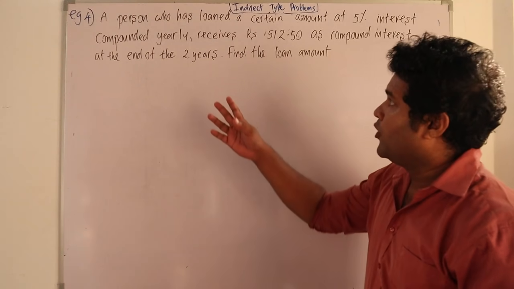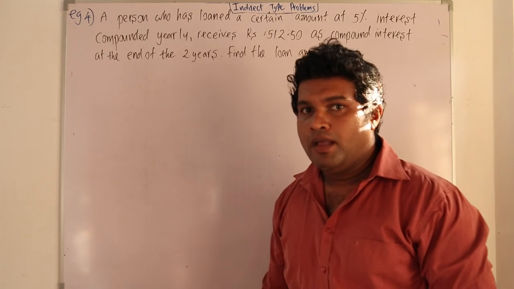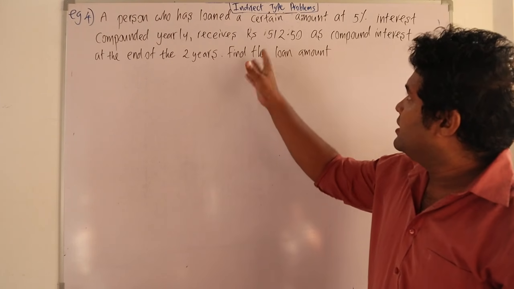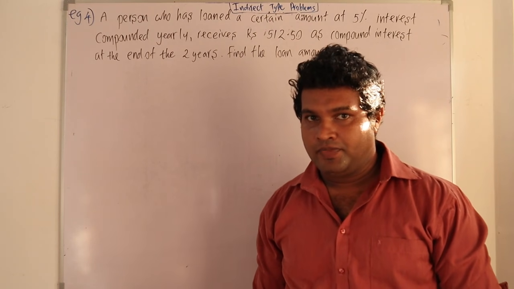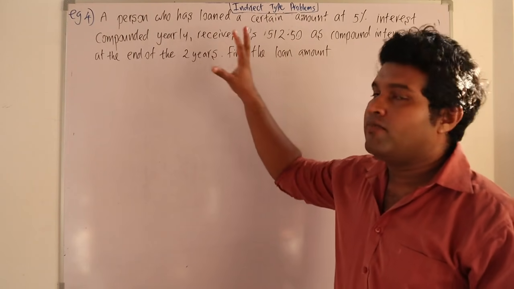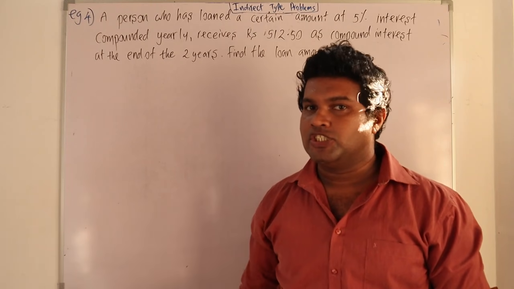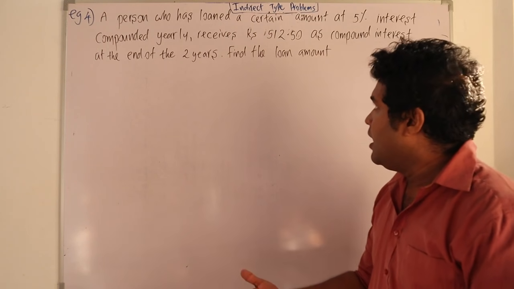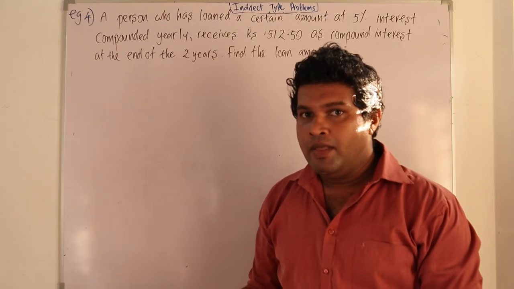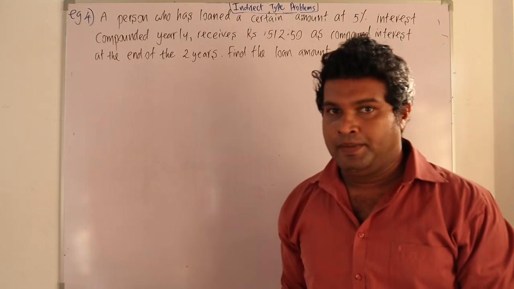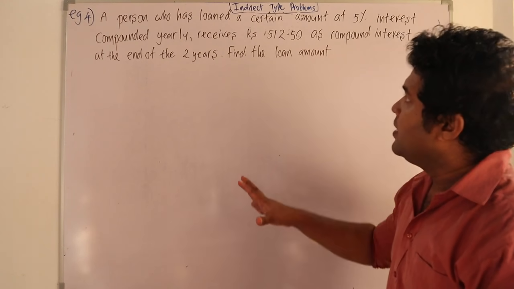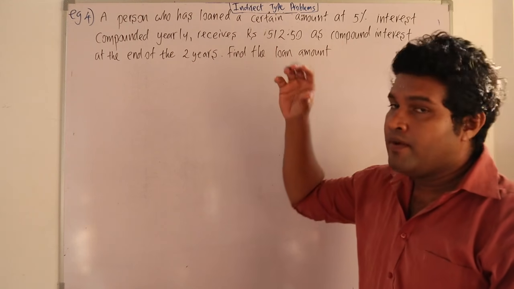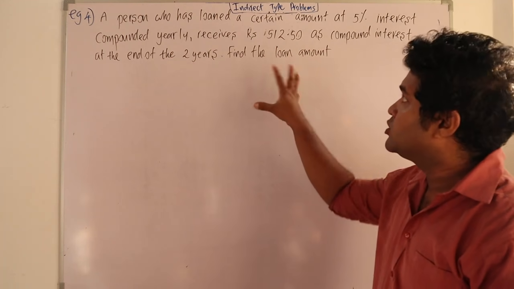Question number 4. From question number 4, we are ready to start discussing the indirect type problems. Question number 4 is somewhat hard, not like the previous 3 questions. Then we have to learn how to do a problem when it is given indirectly. For this particular question I will give you 2 methods to solve.